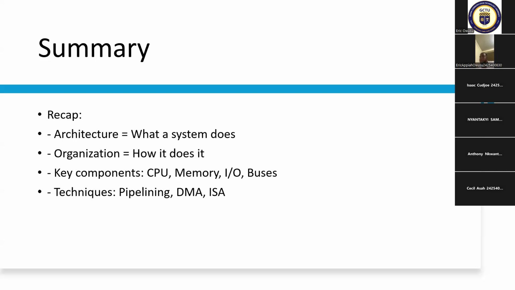So in summary, architecture is what the system does, and organization is how it does it. Key components are the CPU, the central processing unit, the memory, the I/O, and the buses. Techniques involve pipelining, DMA, and ISA. Thank you.